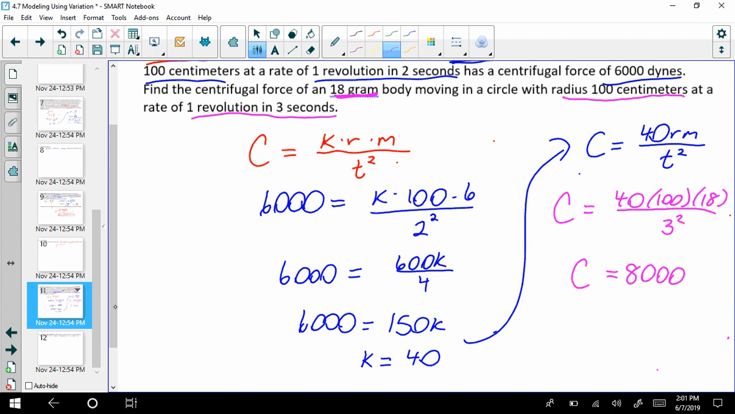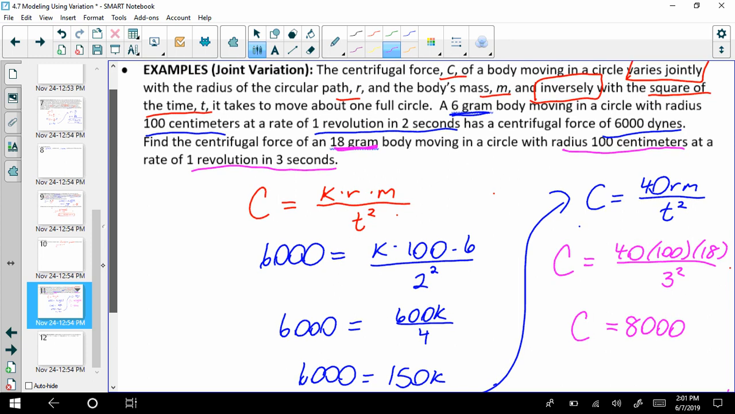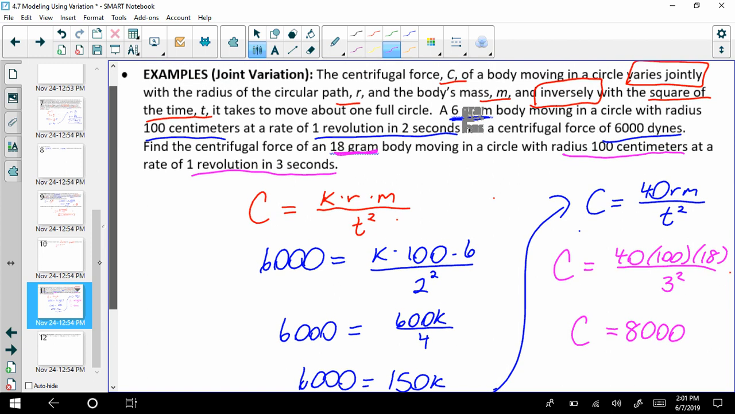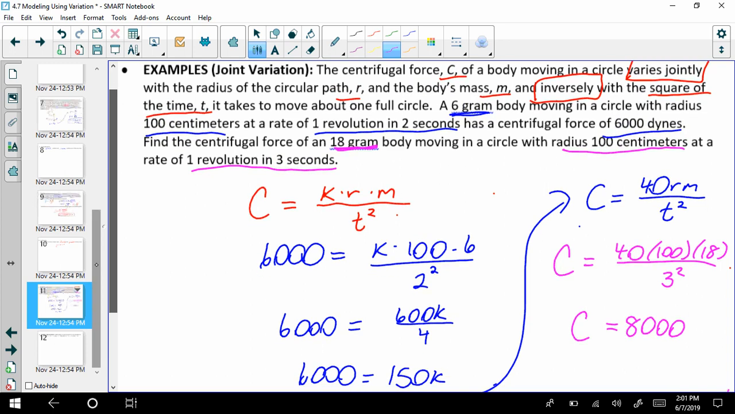If I look back up, what were they measuring that force in? They told me up in the first sentence, where was it at? Right here. Dynes. I think I'm saying that right.